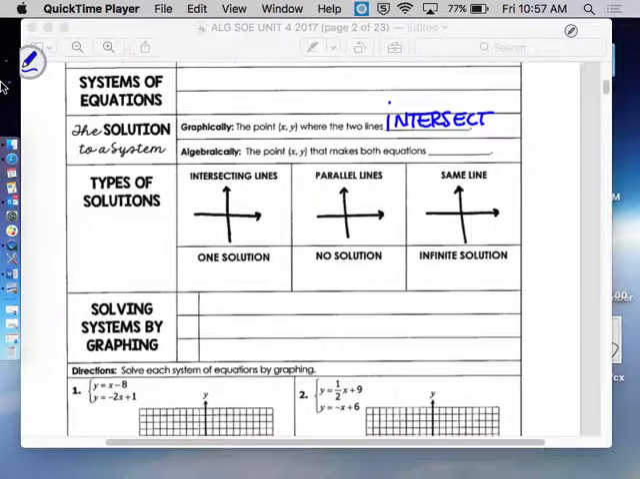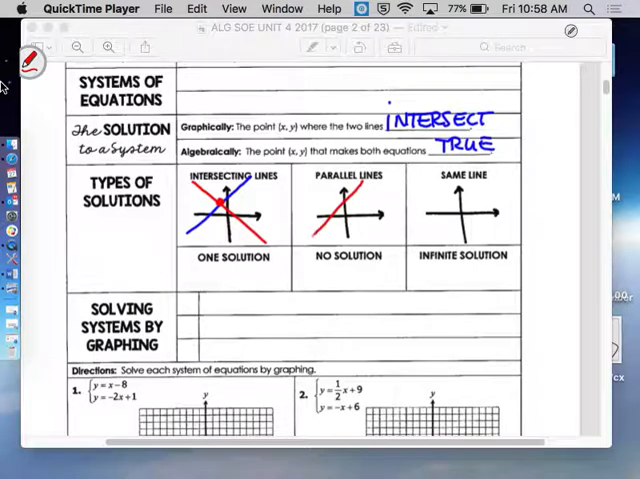And then algebraically, the intersection point would be the (x, y) value that would make both equations true if I were to evaluate both equations for that particular point. So let's do a little model demonstration of what I'm trying to talk about. If lines intersect at a single point, then that's considered a solution, a system that has one solution.